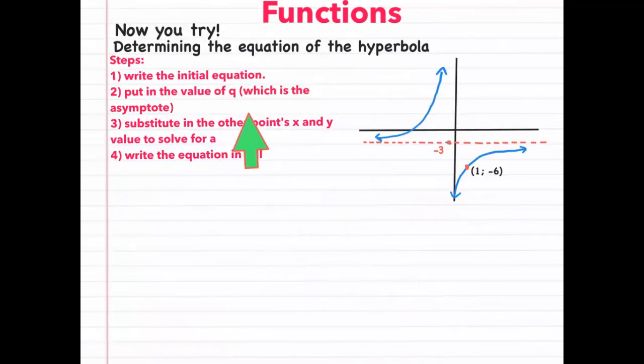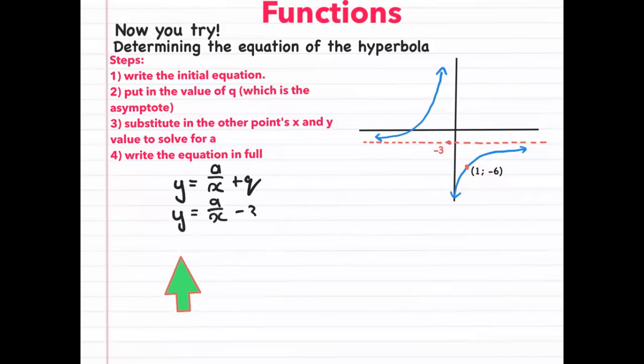Now here is another example for you to try. It's quite easy because we've been doing it for linear equations and parabolas, and now we're just doing the same for hyperbola. What we hope is that they give us the asymptote, because then we just go and write y equals, and we know that this is a hyperbola, right? So it's of the form a divided by x plus q. First of all, write the initial equation. There we go. Put in the value of q. Okay, it's minus 3. So that means y equals a over x minus 3.